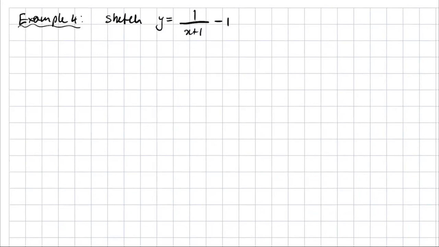Y equals 1 over x plus 1 minus 1. You can have a go at it and see how you go, but just have a bit of a practice. Now, if you've had a bit of a practice, I'm going to take you through it.